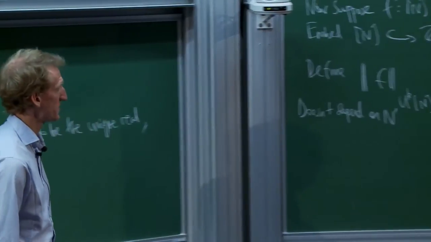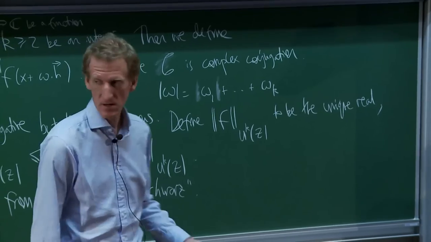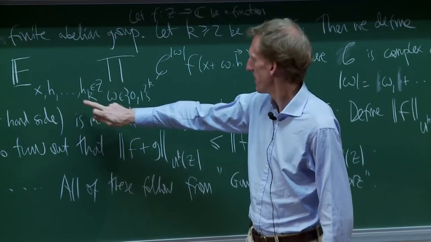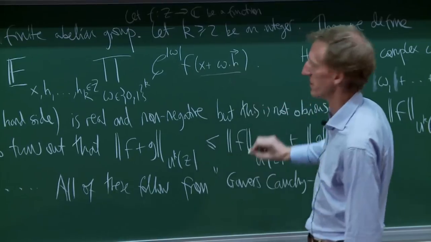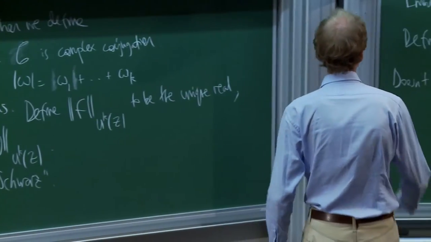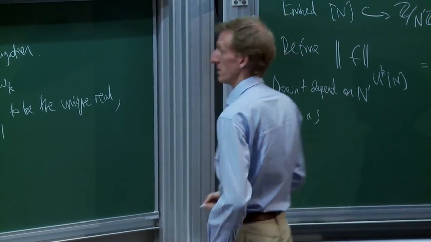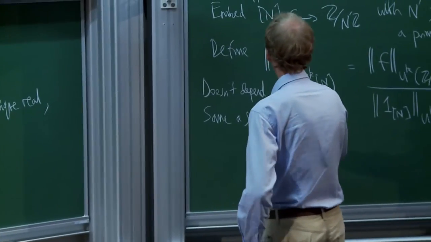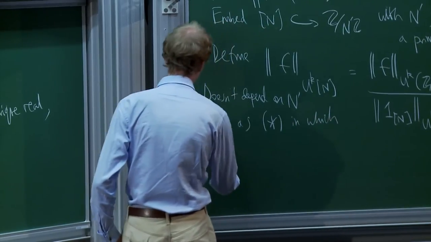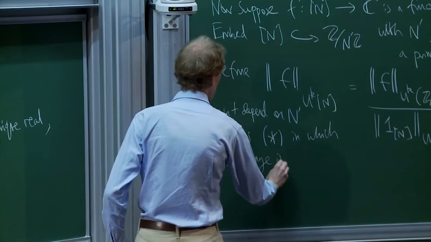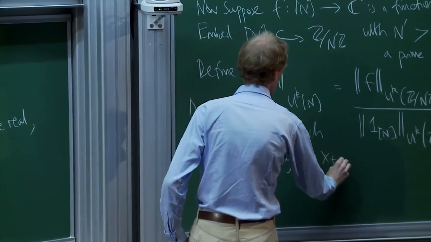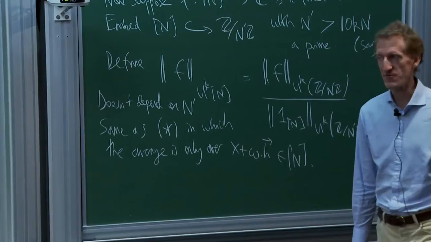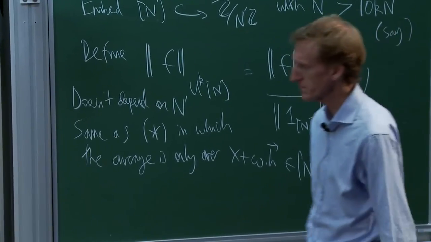And actually the reason for that is it's just the same thing as the average. You can also express it like this, but where the average is only over 2^k tuples for which all of these elements lie inside the interval 1 up to N. So same as, let's call this star, in which the average is only over x plus omega dot h lying inside 1 up to N. But that's a nasty set of x's and h's to average over. It's kind of a convex subset of Z^(k+1).